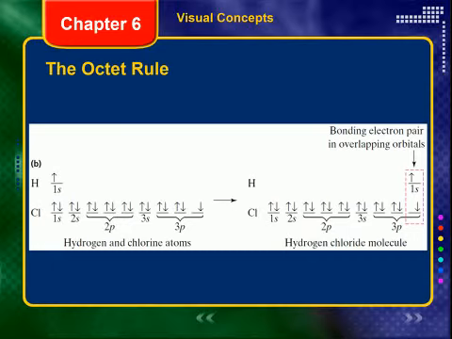Figure 6.9b on the screen now shows another example of the octet rule in which a chlorine atom in a molecule of hydrogen chloride, which is HCl, achieves an outermost octet by sharing an electron pair with an atom of hydrogen.